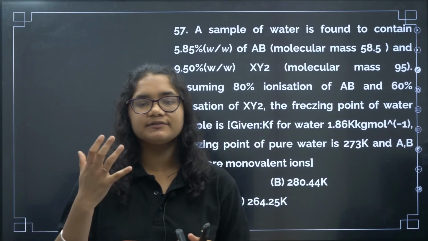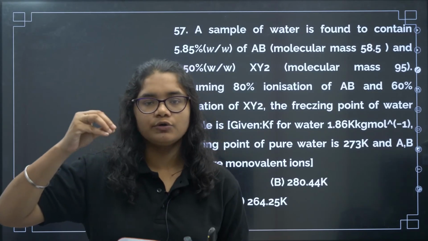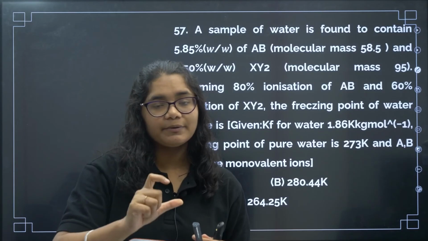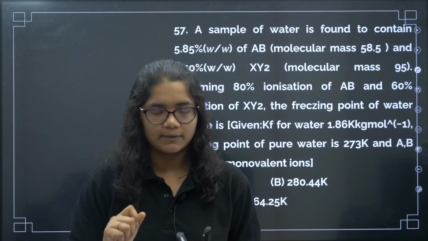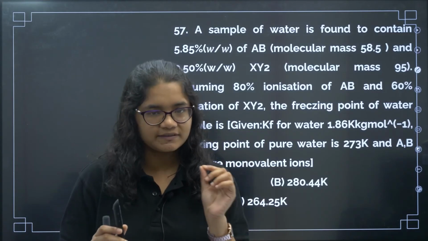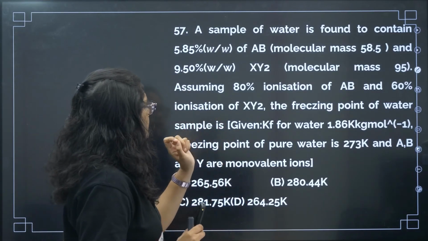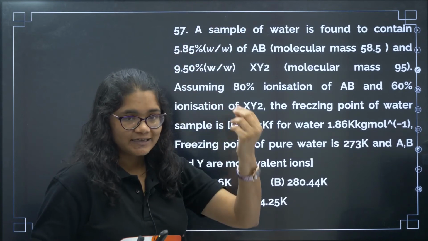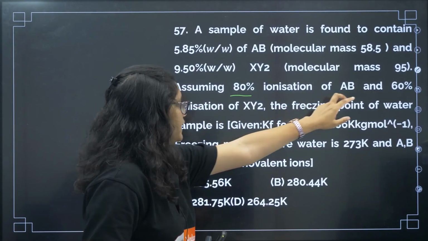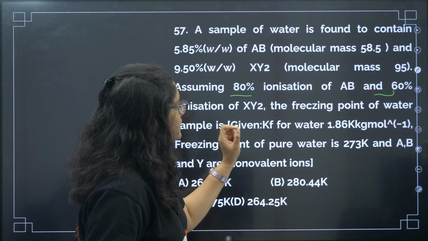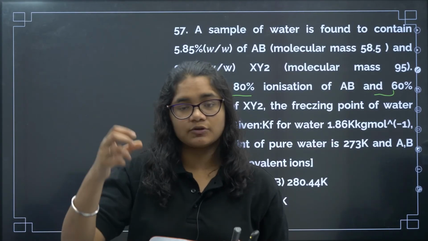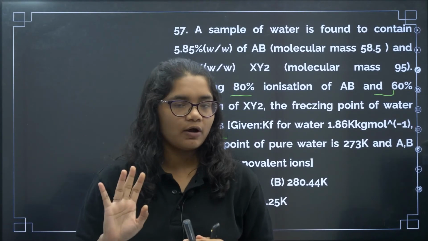Now if you remember, when a solvent is there and you add a non-volatile solute, the freezing point decreases, right? This is called depression in freezing point, a colligative property. So obviously when you add AB and XY2 to a water solvent, the freezing point will decrease. Now the question is that AB is not dissociating completely, it is dissociating 80%, and XY2 is dissociating only 60%. We need to calculate the depressed or decreased freezing point of water, okay?